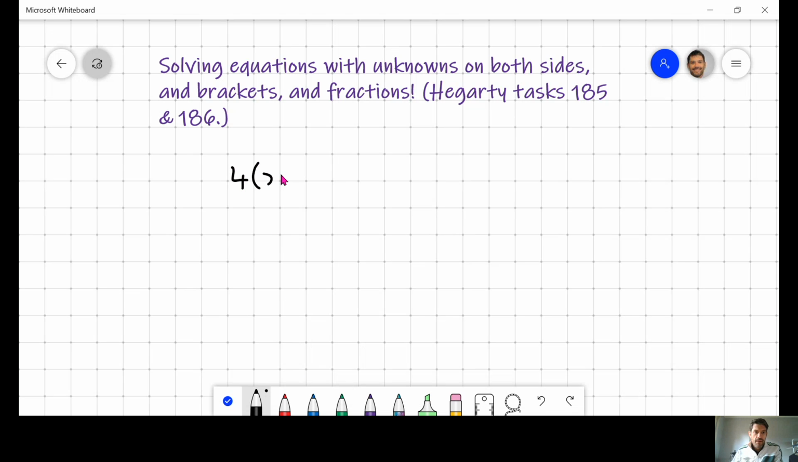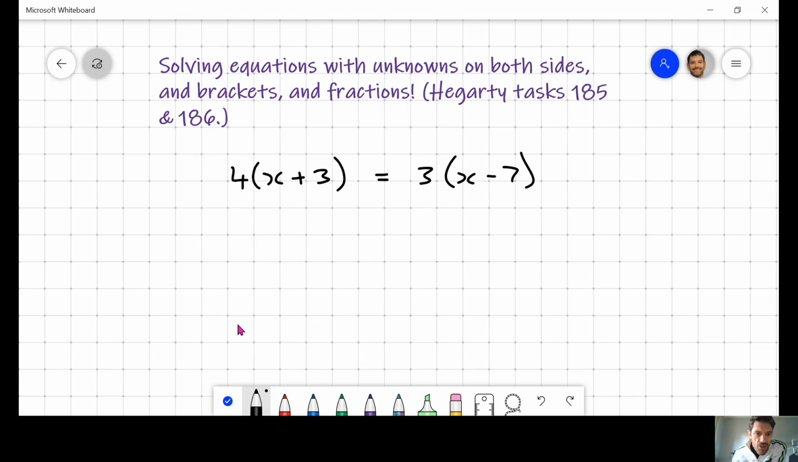4 bracket x plus 3 bracket equals 3 bracket x minus 7, whatever, because it doesn't matter. Okay, so as we've discussed, there's two ways to start when you've got brackets. First of all, to get rid of this 4, I could just divide everything by 4. So that would leave x plus 3 on this side, but then I'd have 3/4 of x minus 7. It's just not what I want.